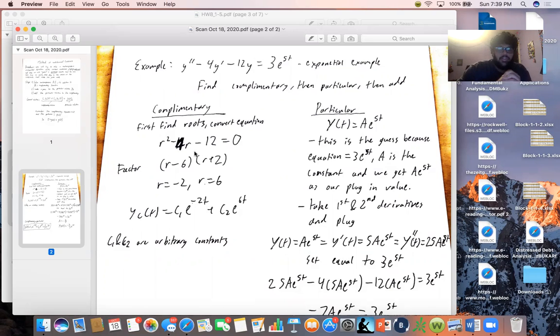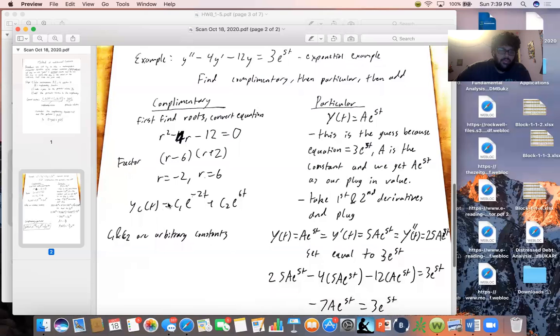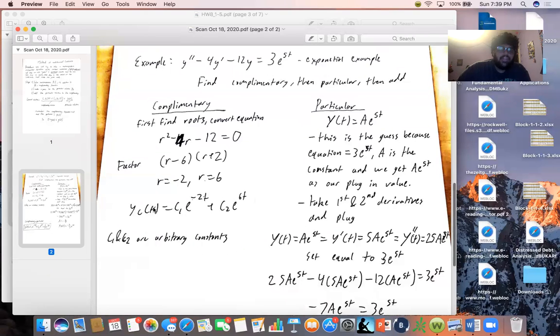And so then you plug those into the complementary solution. yc(t) = c1 e^(-2t) + c2 e^(6t). C1 and C2 are just arbitrary constants, but you have your roots as your exponents, -2t and 6t. So this is what your complementary is going to look like.